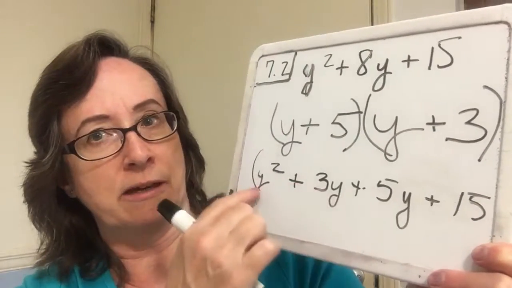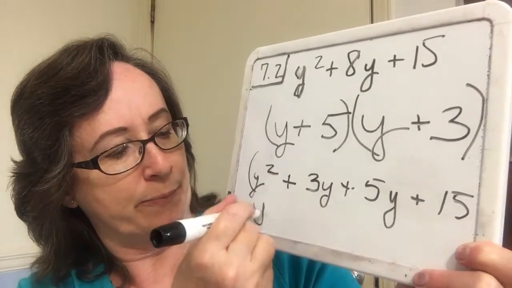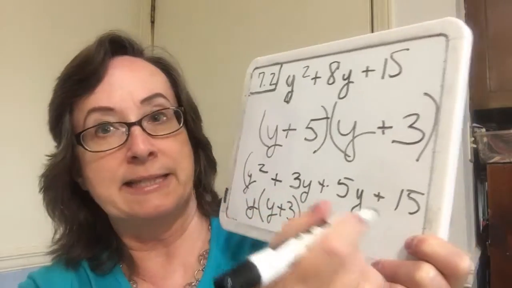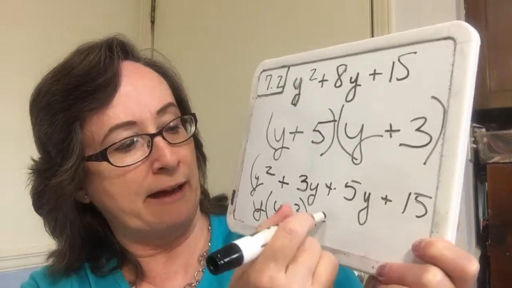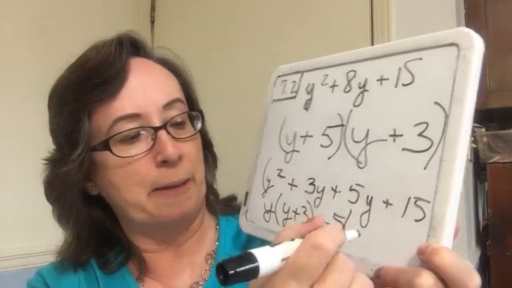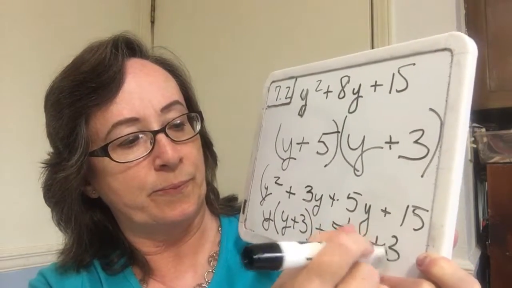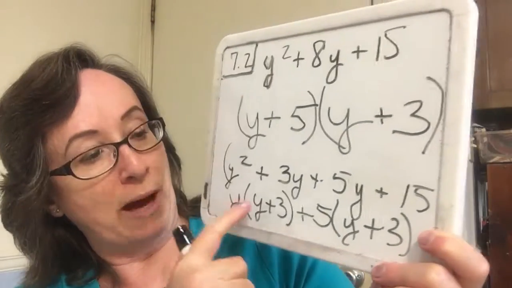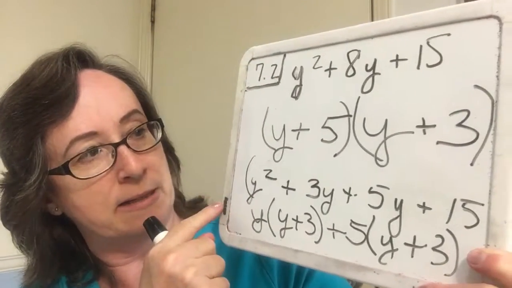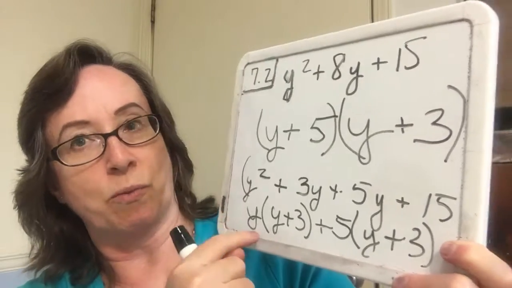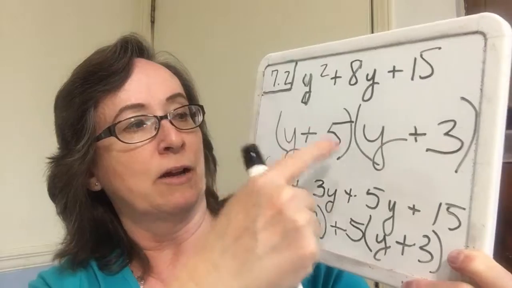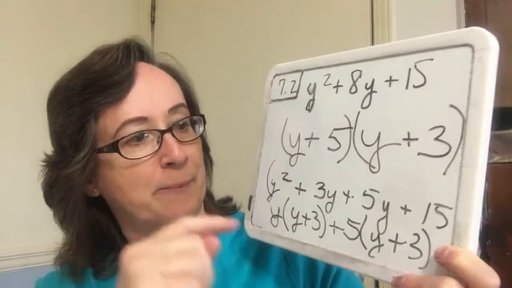Out of these first 2, I can pull out a y. And I'm left with a y plus 3. Out of the second 2, I can pull out a 5. And I'm left with a y plus 3. Okay, so then I pull the y plus 3 to the front, okay, and I'm left with y plus 5. So y plus 3 would be to the front, y plus 5 to the back. Okay, so let's look at the next one.